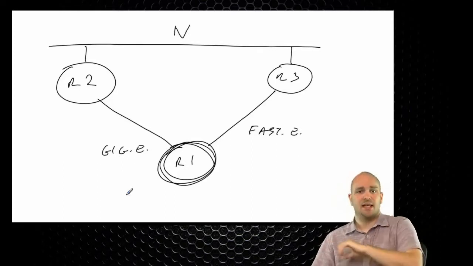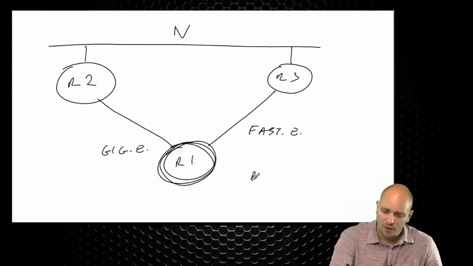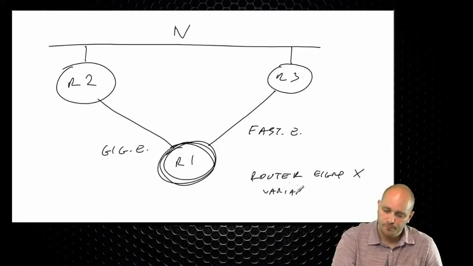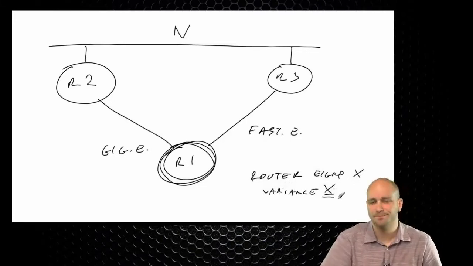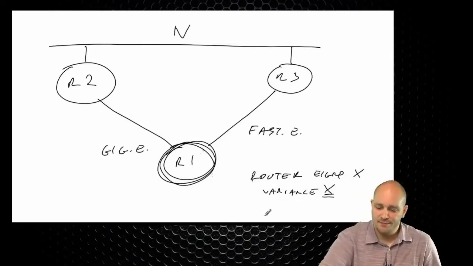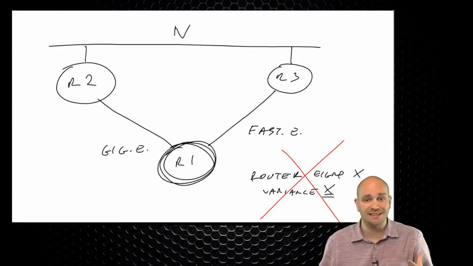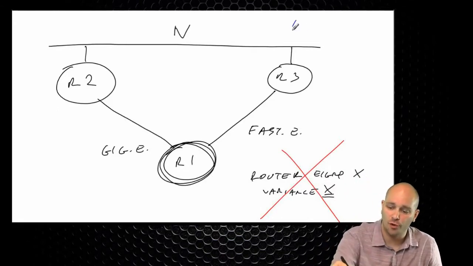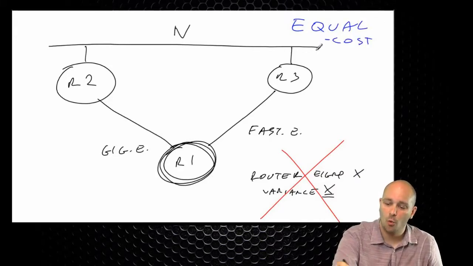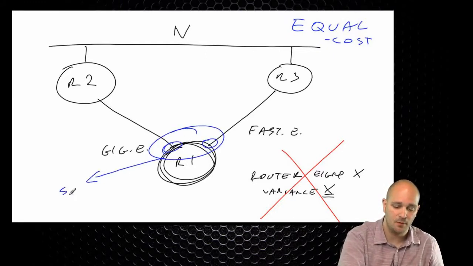in 100% cases, what students do here, they would go to router EIGRP here, and they would say variance X, whatever the X is. Now, this is incorrect. This is incorrect because this is not the way to solve this task. The task here called for equal cost. What you need to do is make sure that cost here and here is the same cost.